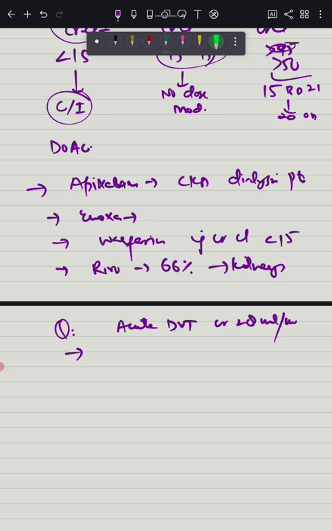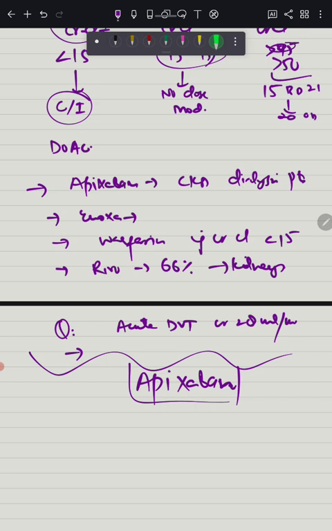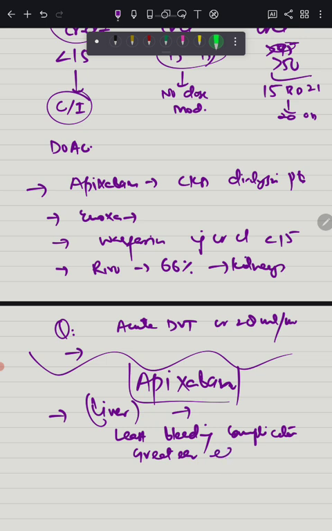Now coming to apixaban. Apixaban is predominantly metabolized in the liver. Compared to other DOACs, it has the least bleeding complications. Third, it has greater efficacy, and the efficacy of warfarin and the bleeding risk of aspirin have been compared.